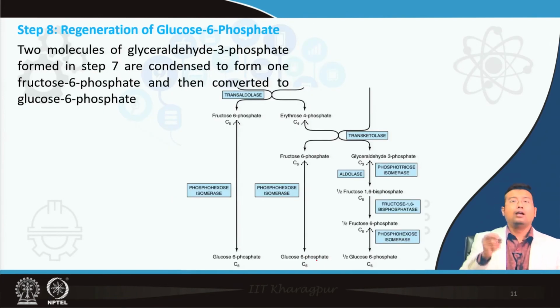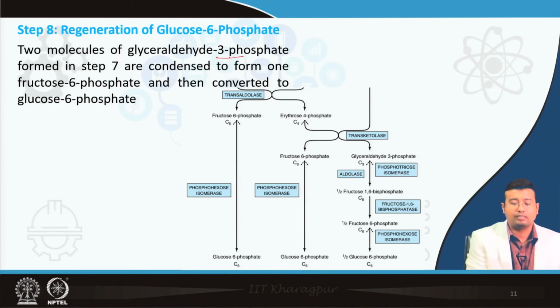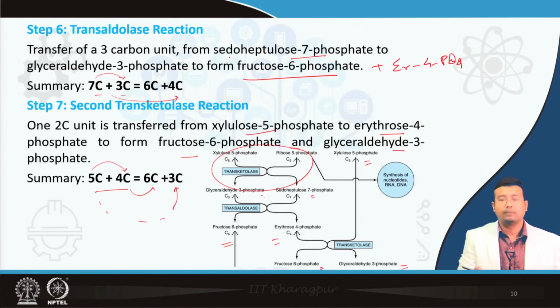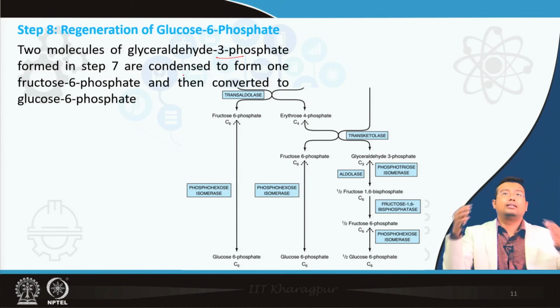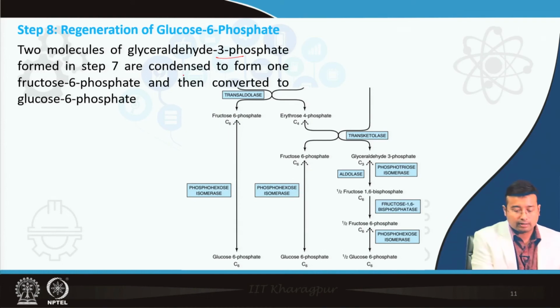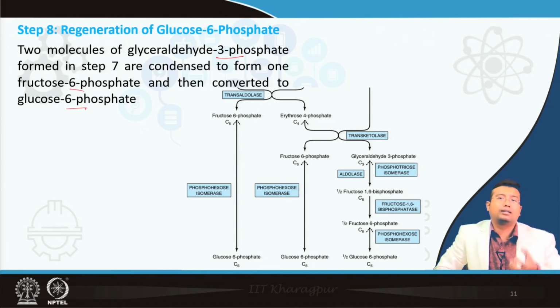Okay. So finally, in the regeneration phase, what happens? Two molecules of glyceraldehyde 3-phosphate that are formed in the earlier step are getting converted or condensed. So two glyceraldehyde molecules condense to form fructose 6-phosphate and then converted to glucose 6-phosphate. So 2 into 3 carbon is condensed to form a 6 carbon compound.